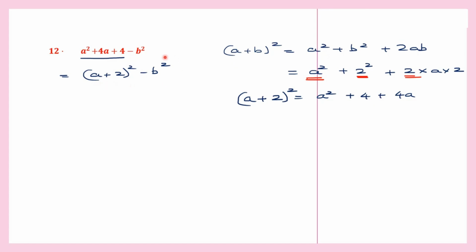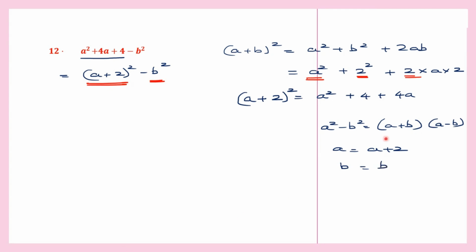Now we're going to apply one more identity. So this is a square minus b square, and what is that? A square minus b square is equal to a plus b into a minus b. And in this case, what is a? A is a plus 2. That is, this whole thing is a, this whole thing is a and this is b. And b is b itself.